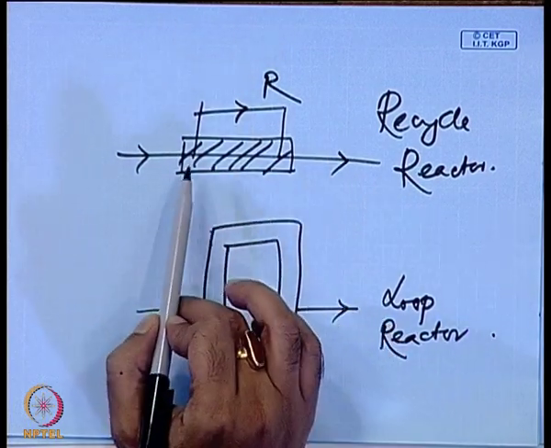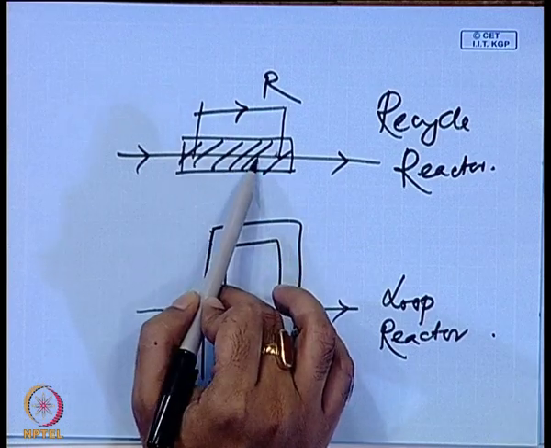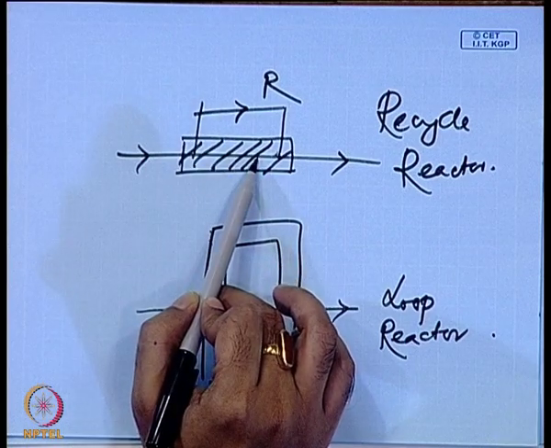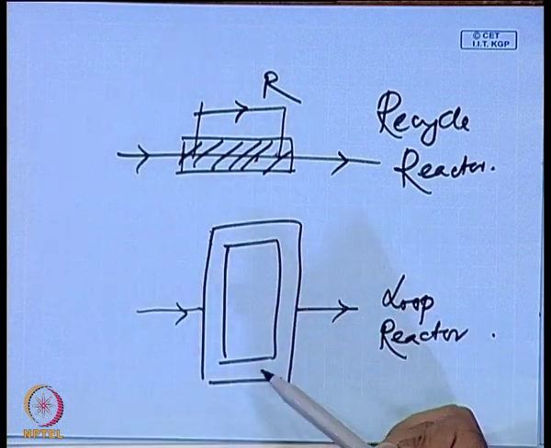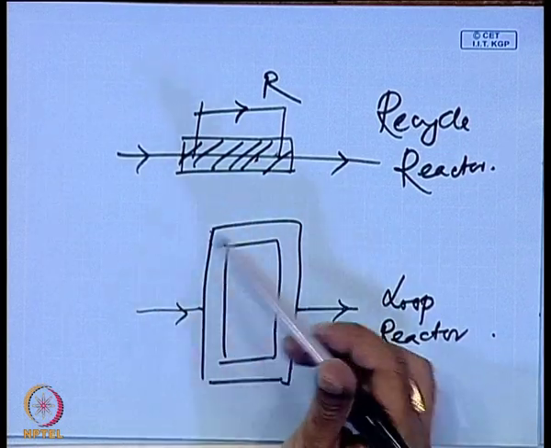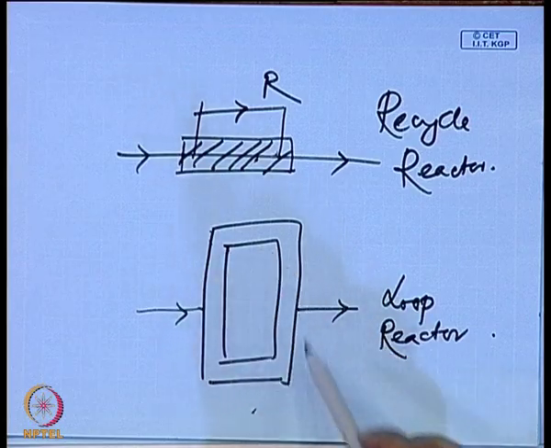Now that wouldn't work with this kind of setup. If you want to recycle a large fraction of it, that wouldn't work with this kind of setup. So you put this kind of setup where everything goes around in loops and loops. You put a little bit in, take a little bit out, but the rest of the thing goes in again and again.